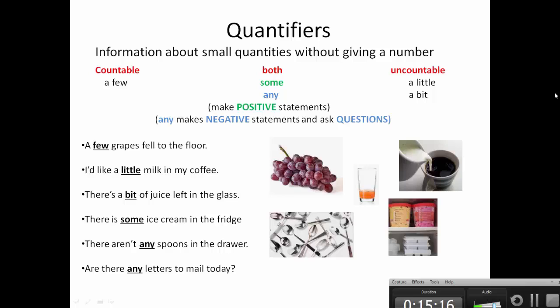Let's look at the examples. A few grapes fell to the floor. I'd like a little milk in my coffee. There's a bit of juice left in the glass. There is some ice cream in the fridge. There aren't any spoons in the drawer. Are there any letters to mail today?